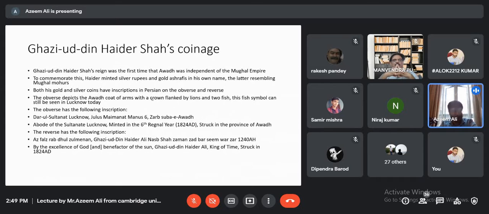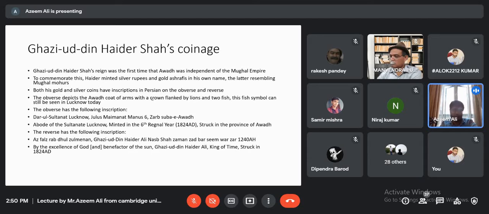Ghaziuddin Hyder Shah is notable because it was the first time that Awadh was declared independent from the Mughal Empire. To commemorate this, he minted silver rupees and gold ashrafis in his name, the latter resembling Mughal muhurs. Both his gold and silver coins have inscriptions in Persian on the obverse and reverse. The obverse depicts the Awadh coat of arms with a crown flanked by lions and two fish. This fish symbol can still be seen in Lucknow today.